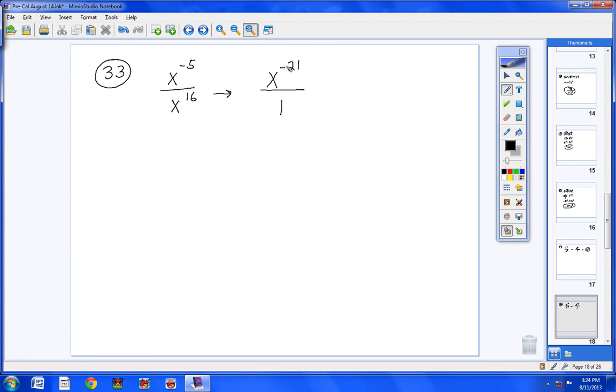Now, we think we're done, but look what we have. We have one of those negative exponents, which we do not want to have. So what we're going to have to do is bring this x to the negative 21 down to the bottom, like we learned earlier this class period, so that the negative 21 becomes positive, all right? So when we do that, we have x to the 21. There's nothing left up top, so I'm going to put a 1 there. And that is your final answer, 1 over x to the 21.